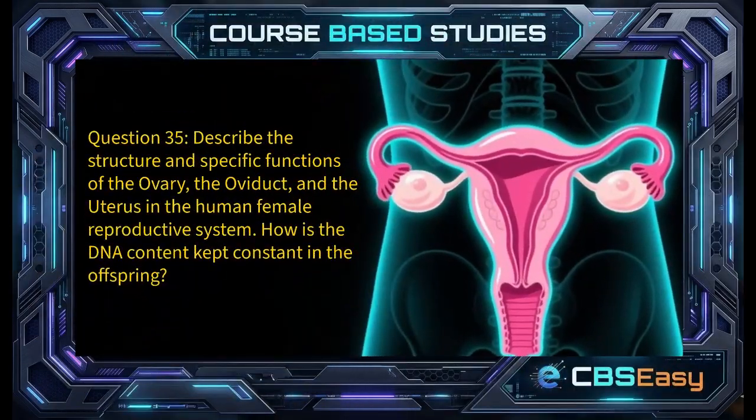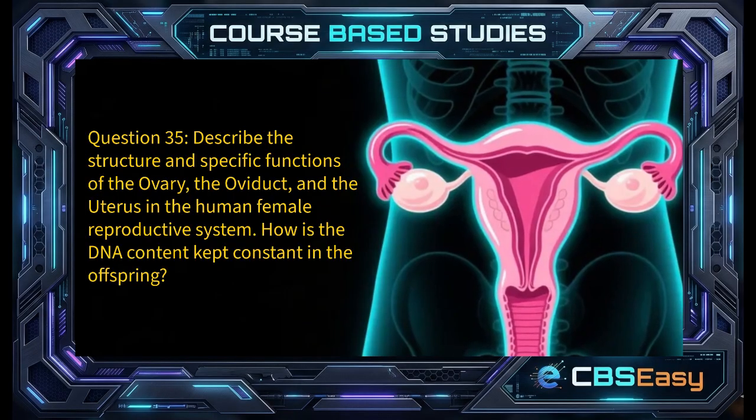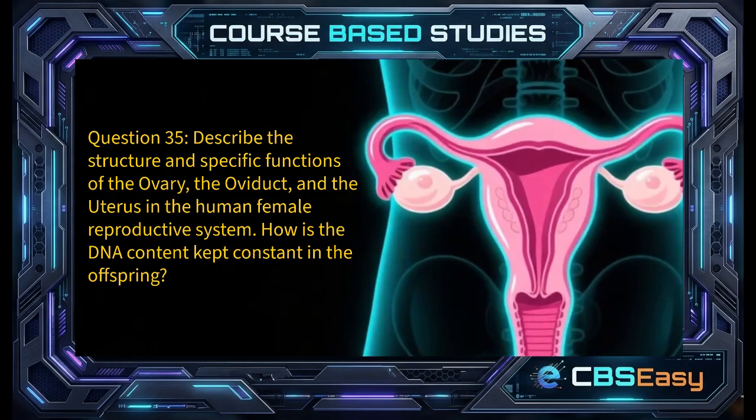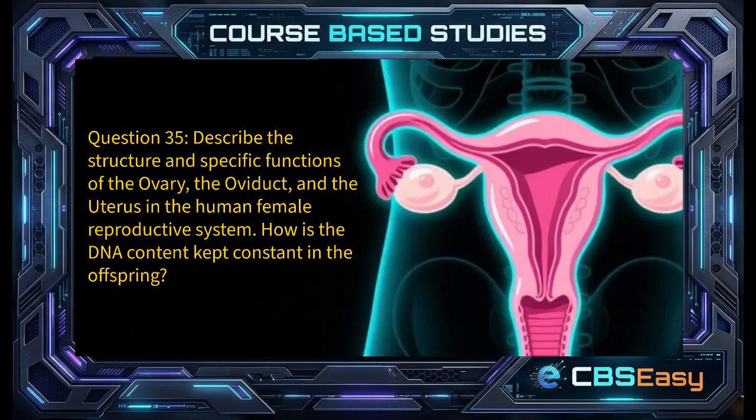Question 35. Describe the structure and specific functions of the ovary, the oviduct, and the uterus in the human female reproductive system. How is the DNA content kept constant in the offspring?